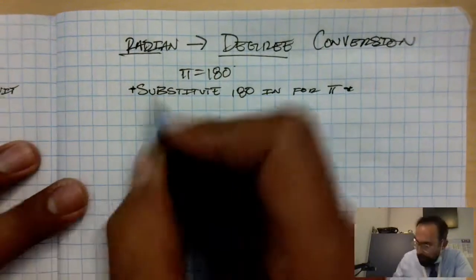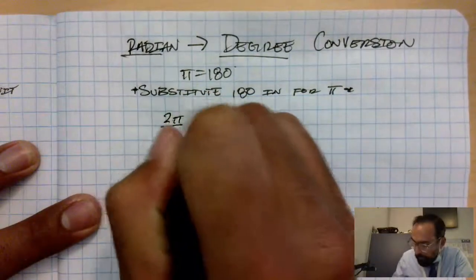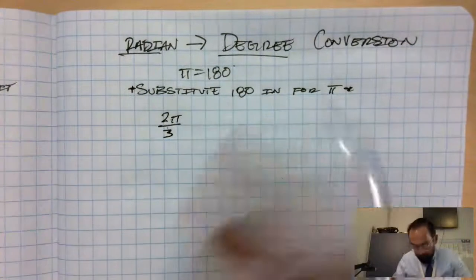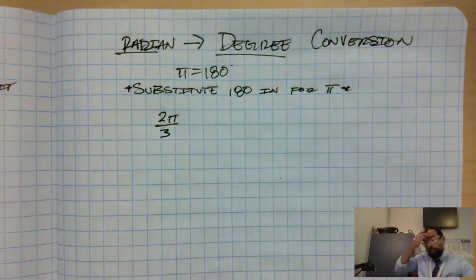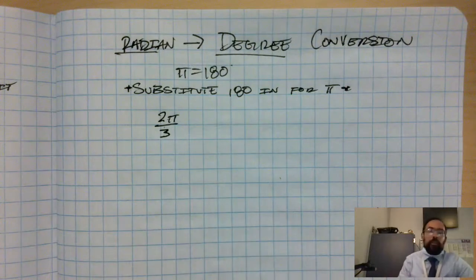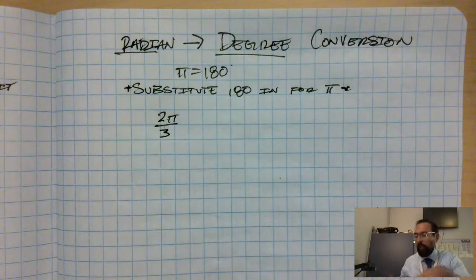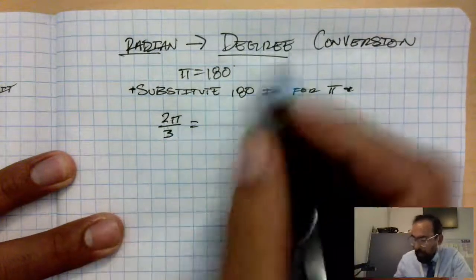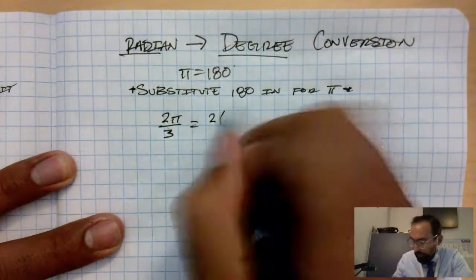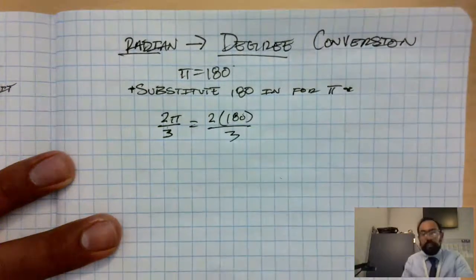So let's say I wanted to convert 2 pi over 3, which we already found in the previous example to be 120 degrees. I want to make sure I can use a different method to find that. Instead of graphing it and looking at it conceptually, I want to have an algebraic, computational way to do it. So remember, I'm replacing pi with 180 because those two are equivalent. So 2 times 180 over 3 is what it's going to look like.